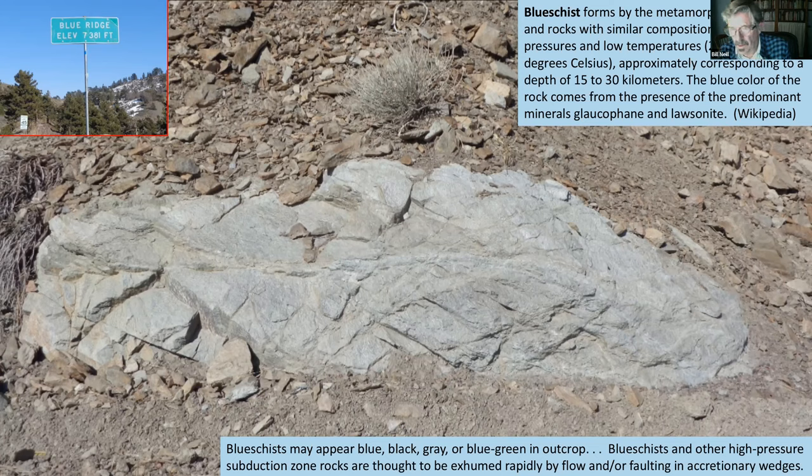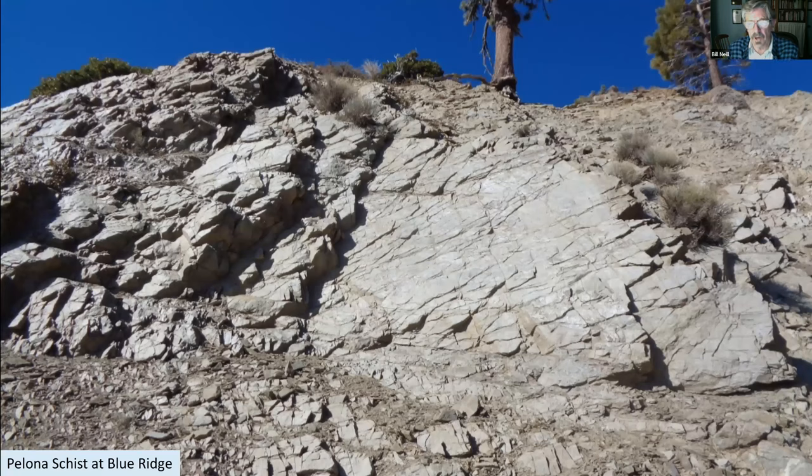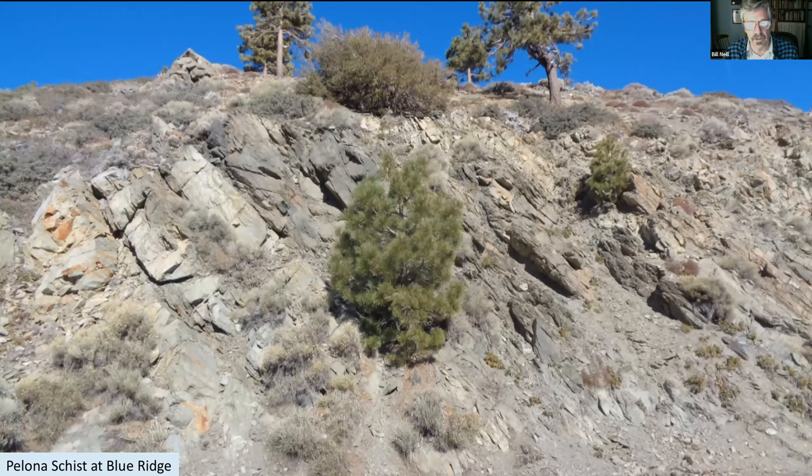And here's an outcrop of it here on the Angeles Crest Highway. I have a little paragraph here on its conditions of formation. Here's another rock of blue schist on Blue Ridge. And here's an outcrop. And just like the granite, it's quite homogeneous. It is layered, but it's quite homogeneous. It doesn't have the contortions and dike intrusions of the Precambrian or the Proterozoic. Here's more Pelona schist, somewhat layered here in this case.